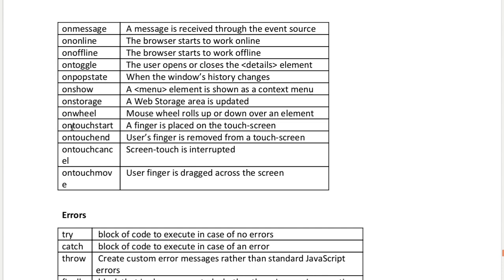On touch start: a finger is placed on a touch screen. On touch end: the user's finger is removed from the touch screen. On touch cancel: screen touch is interrupted. On touch move: the user's finger is dragged across the screen.